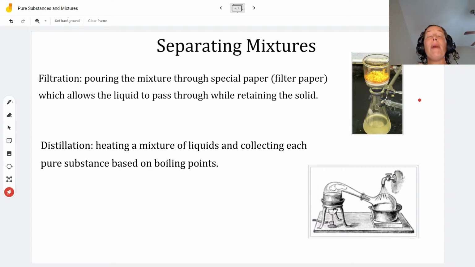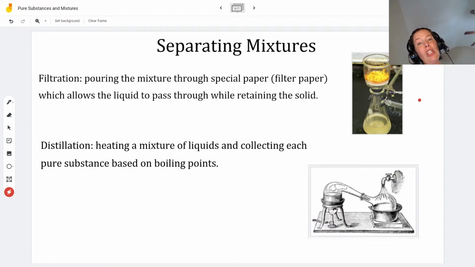This is something that you might do in the kitchen if you've ever, say, juiced an orange and you have a lot of pulp in the juice and you want to get rid of the pulp. You might have taken that kind of pulp and juice mixture and poured it through even just a paper towel, and your paper towel is your filter paper, and it collects all the pulp while allowing the juice to come through. Another kind of kitchen thing that uses filtration is if you've ever made cheese.